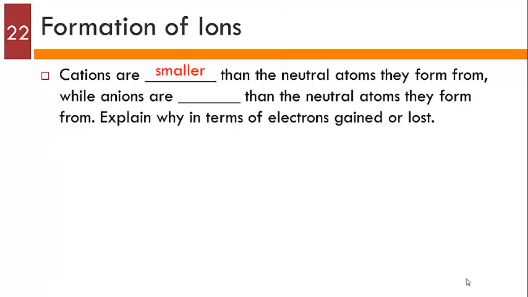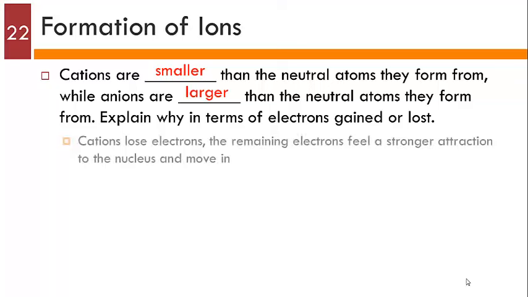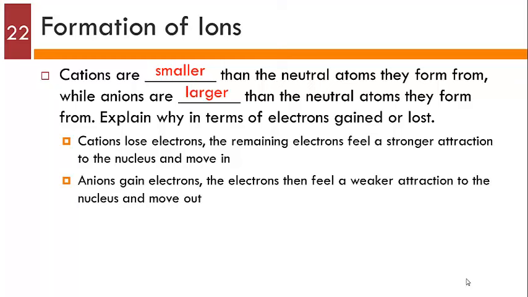Cations are smaller than the neutral atoms they form from, while anions are larger than the neutral atoms they form from. Cations lose electrons, causing the remaining electrons to feel a stronger attraction to the nucleus and move in, causing the radius to be smaller. Anions, however, gain electrons. So with the addition of these extra electrons, there's going to be a weaker attraction to the nucleus, and those electrons would move out, causing the radius to increase.